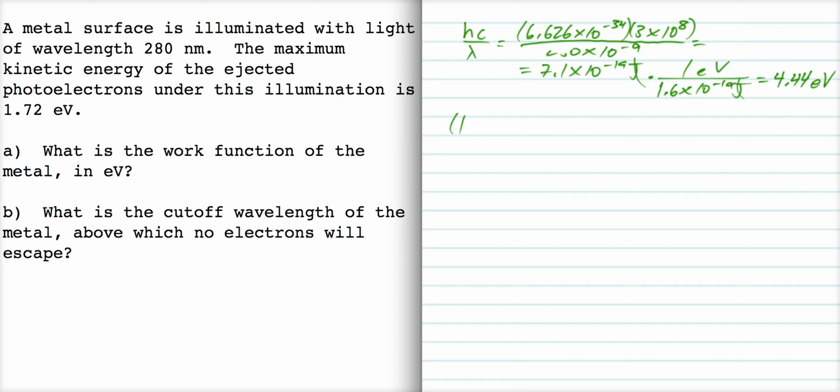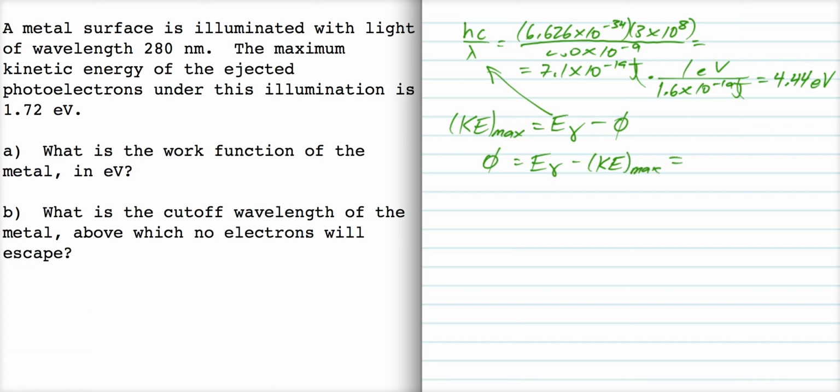Now our formula for photoelectric effect is that the maximum kinetic energy of the escaping electrons is equal to the energy of the incident photon, which is the hc over lambda that we just calculated, minus the work function. So if I want to find the work function, phi, that's the energy of the incident photons minus the kinetic energy of the escaping electrons.